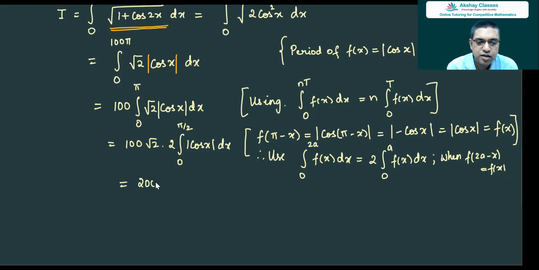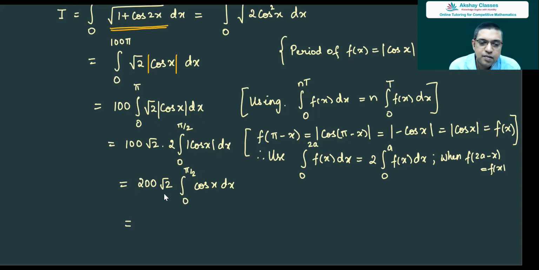So this is 200 root 2 times integral 0 to pi by 2 cos x dx, because in this interval 0 to pi by 2, cos x is positive. So modulus of cos x will be cos x. If at 0 to pi we remove the mod, we cannot, because cos x changes sign between pi by 2 to pi. Pi by 2 to pi, it is negative.